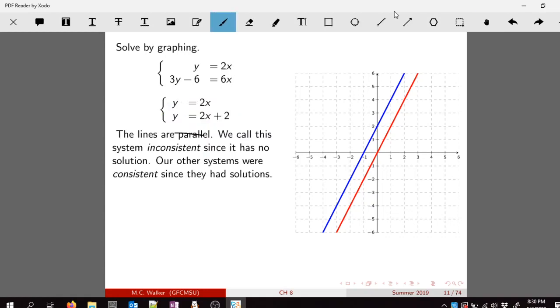When lines are parallel like this, we call the system inconsistent. Systems that are inconsistent have no solutions. Systems that have a solution are called consistent. So it's either consistent with a solution or inconsistent without a solution.